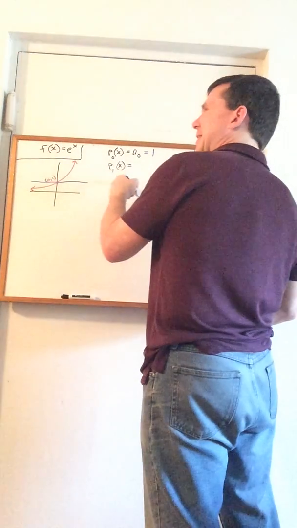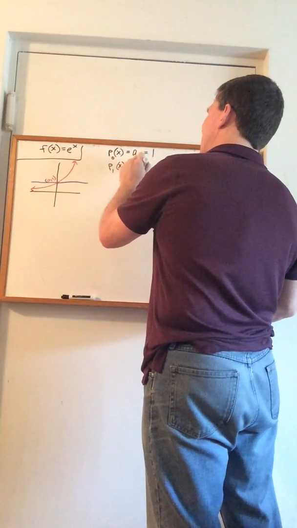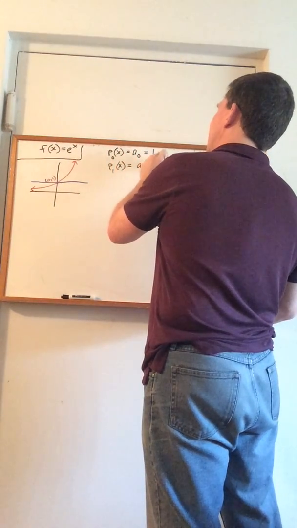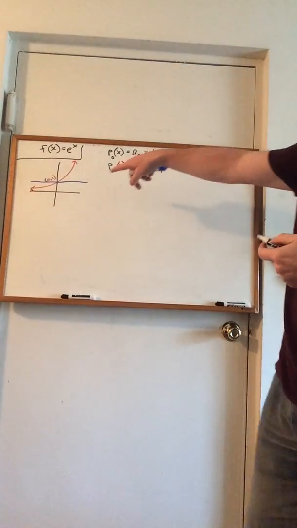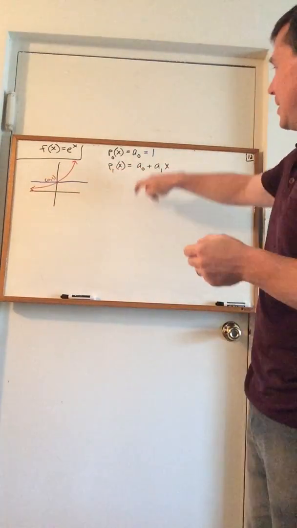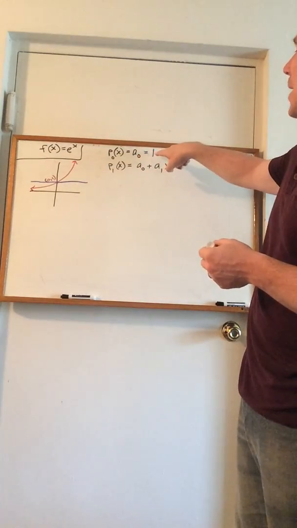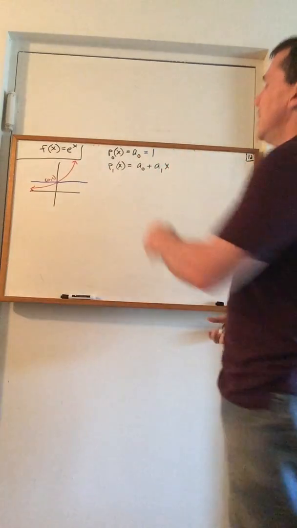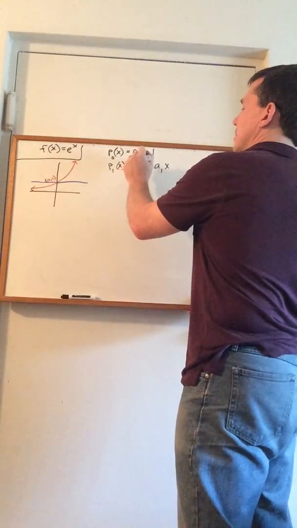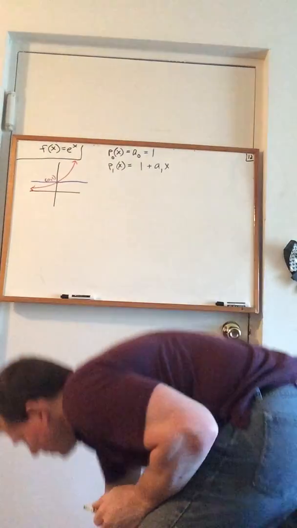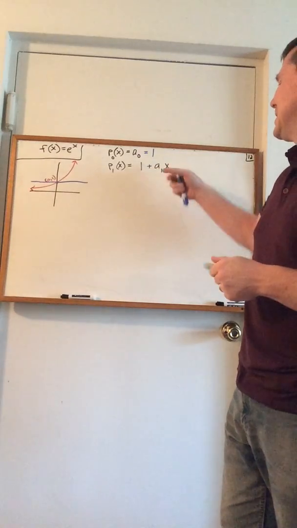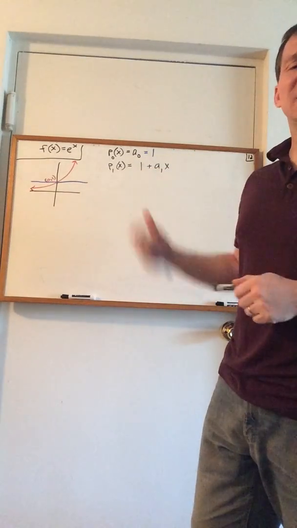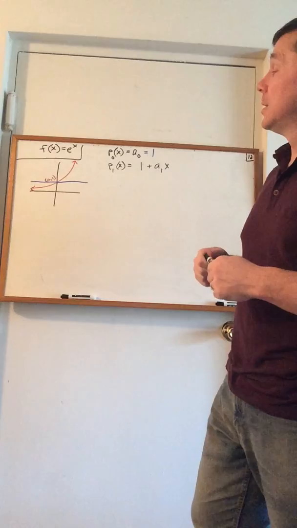And let's see, for a linear function, we'll just call it a sub 0 plus a sub 1 of x. And we already know if this approximation is going to be good, then I already know what a sub 0 has to be: 1. So I can actually replace this with 1. Now I just need to somehow find a value for a sub 1 to make the approximation work.